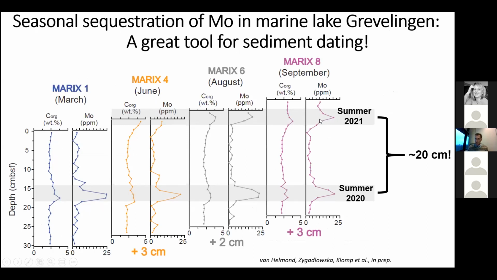And actually, that's for us also a great tool to date sediment. So now we know this is the summer of 2020 and this is summer of 2021. So we can really derive also a sedimentation rate even from that, which is 20 centimeters in this case, which is very useful because in these kind of settings, you cannot use lead-210 dating. So that's another really nice application of trace metals.